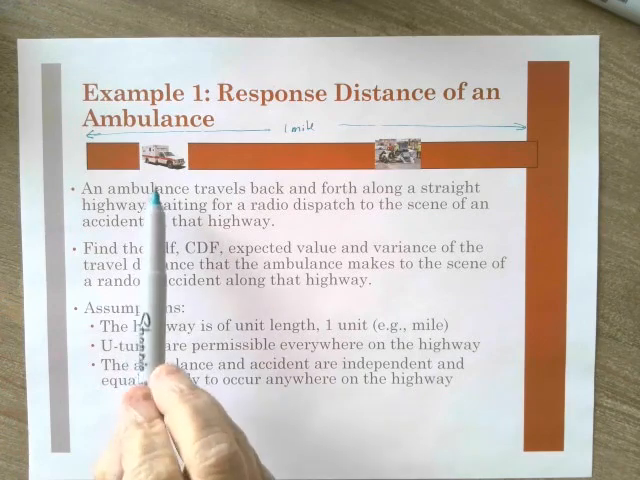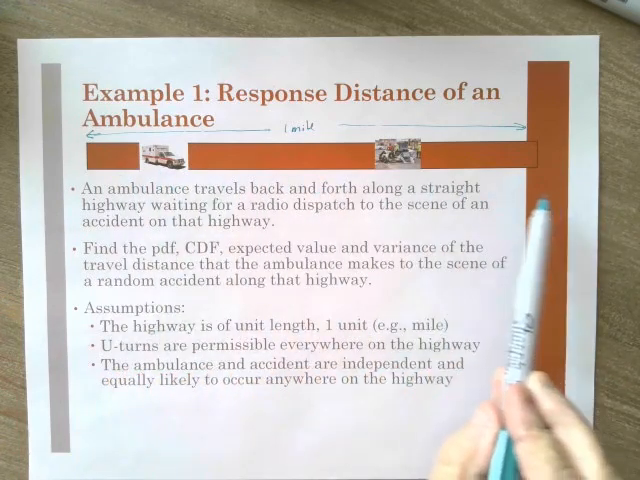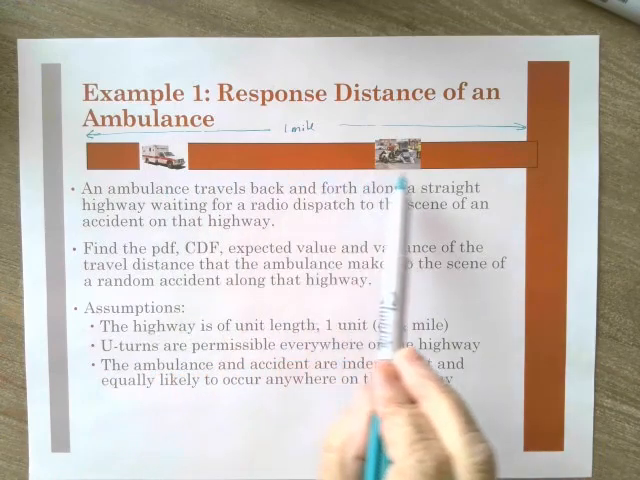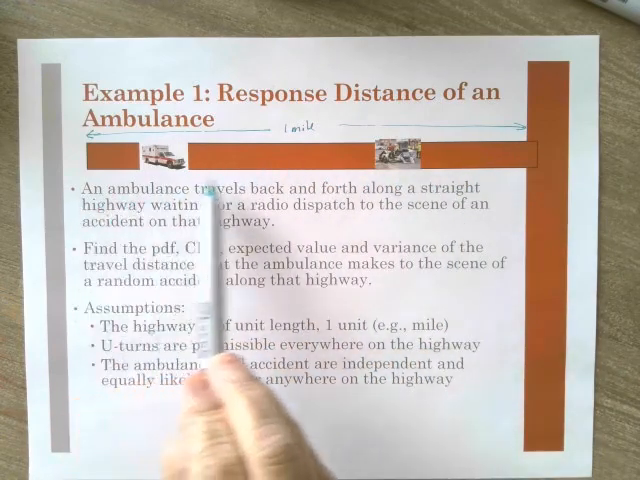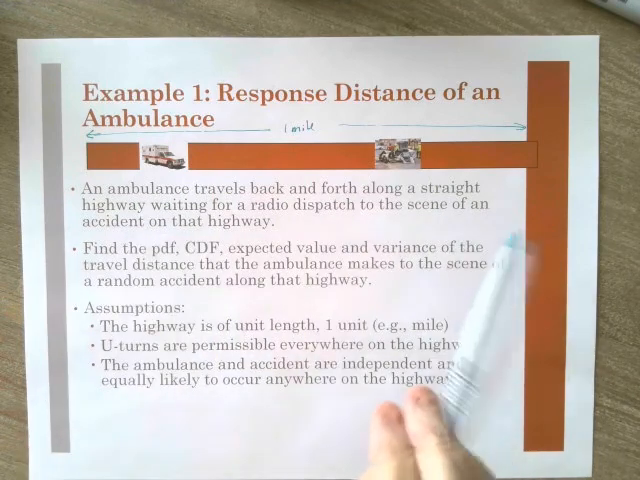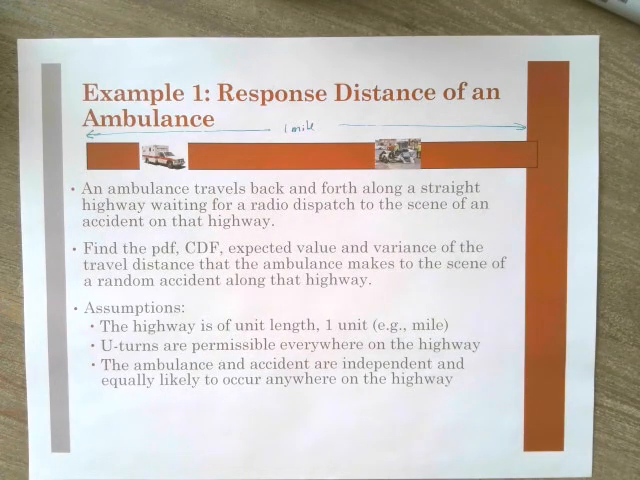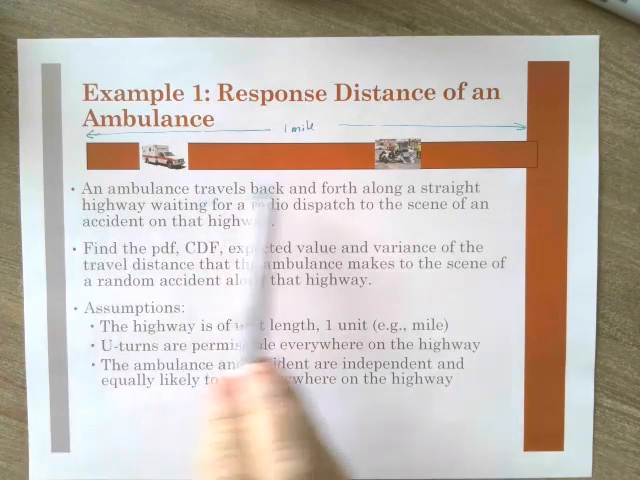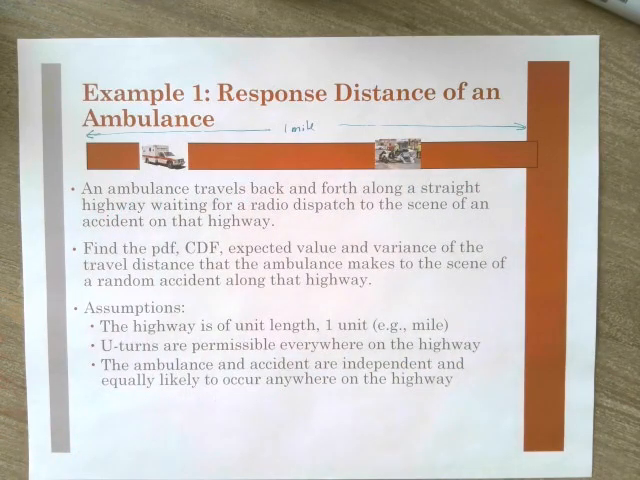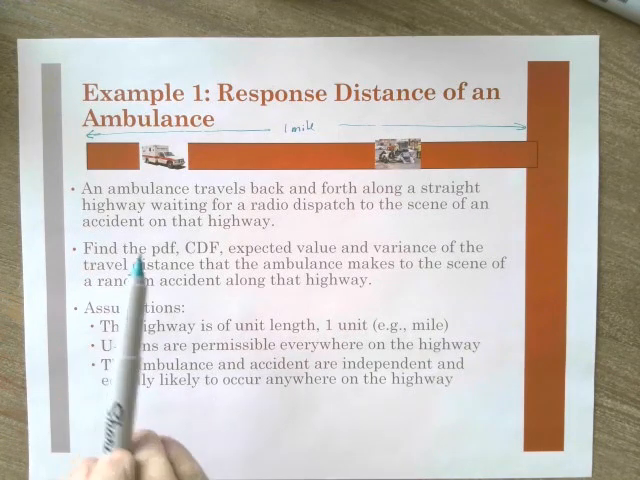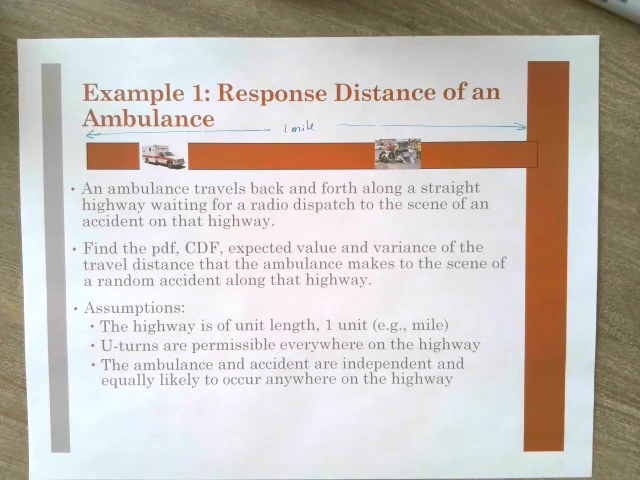And we've got an ambulance that is regularly moving at any point along this 1 mile stretch of highway in a random way. It could be located anywhere randomly along this 1 mile. Whenever I use the word random, we're talking about a continuous uniform distribution. And then we also have an accident that can occur randomly along this 1 mile strip of highway. And what I want to do is figure out the PDF, the CDF, the expected value, and the variance of the distance that the ambulance has to travel to the scene of the crash.